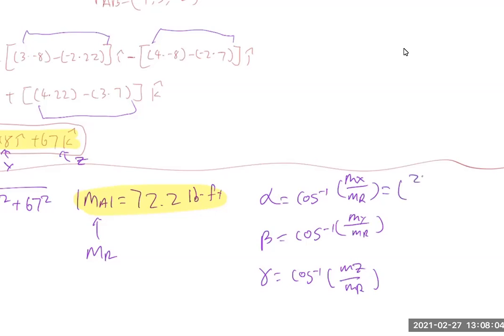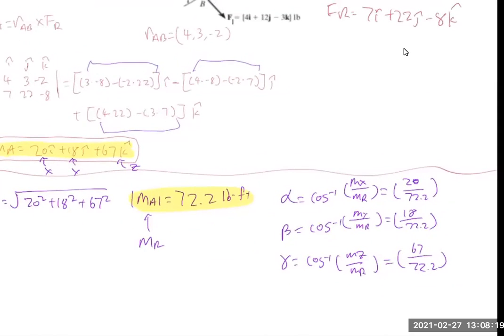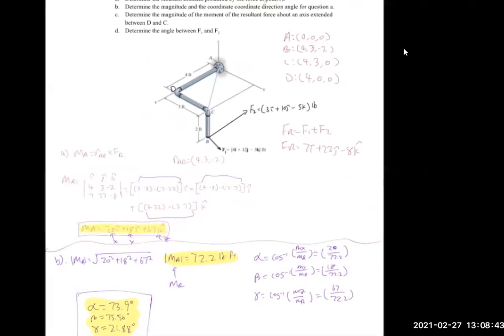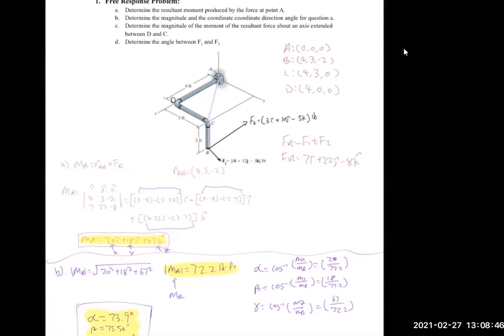So this one is simply 20 divided by 72.2. This one is 18 divided by 72.2. This one is 67 divided by 72.2. All right, so you divide them and then put it in the cosine inverse. So I got my alpha equal to 73.9, beta equal to 75.56, and gamma equal to 21.88. Okay, so this is the answer for this one. All right, I'm going to go to the next page to do part C and part D.